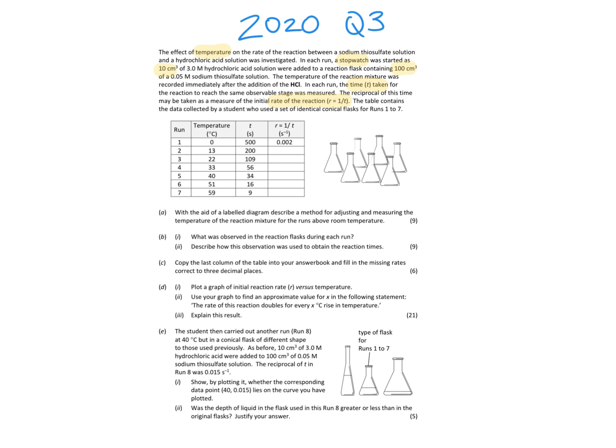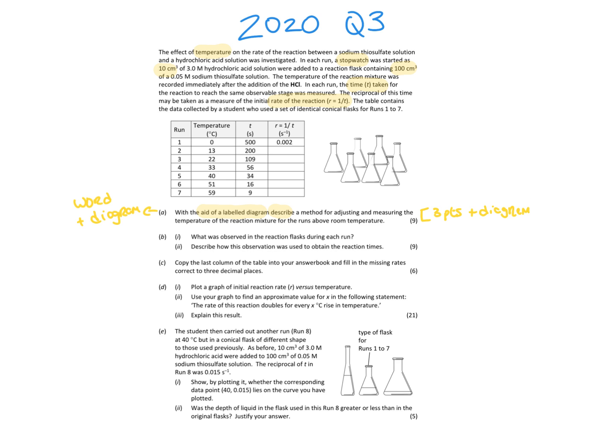So let's read the questions and see what they're asking. With the aid of a labelled diagram, so we're going to need a labelled diagram, you need to describe a method for adjusting and measuring the temperature of the reaction mixtures for runs above room temperature. So here you're looking at a description, meaning words, and a diagram. So for part A, you're going to need a word description and a diagram for how you would change the temperature of the reaction mixture. Now, this is worth 9 marks, so you're going to need at least 3 points of information and the diagram.